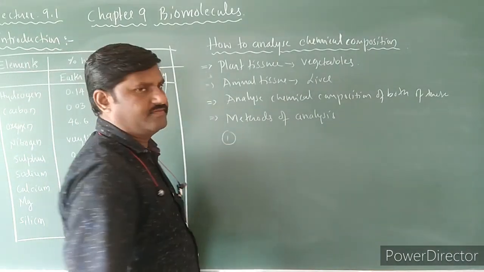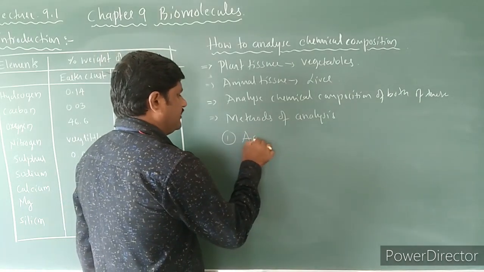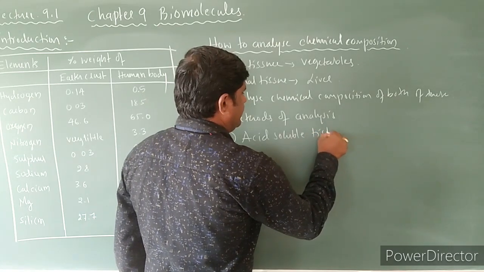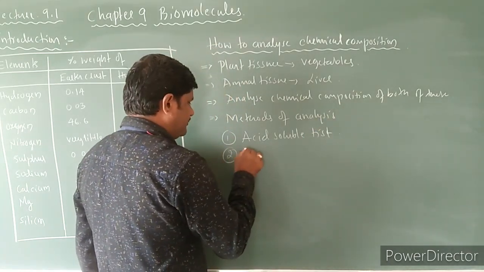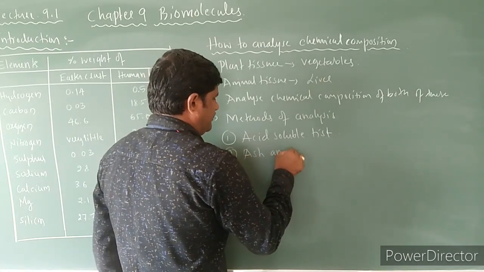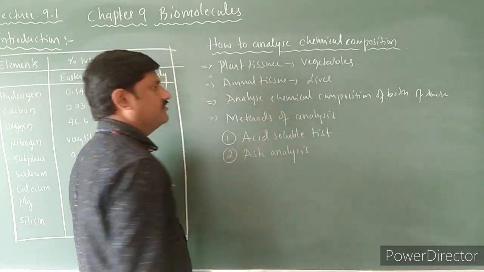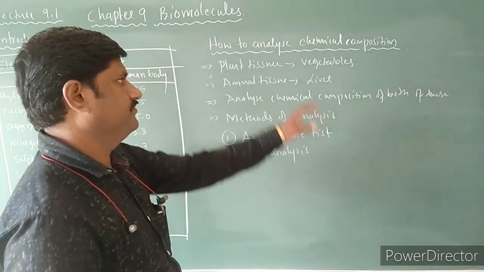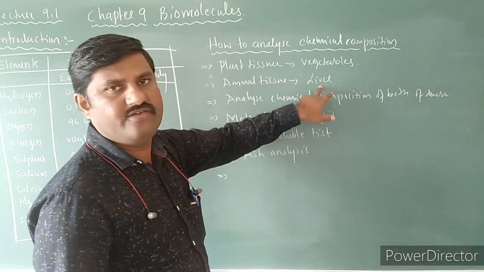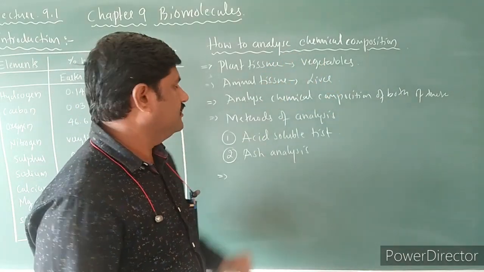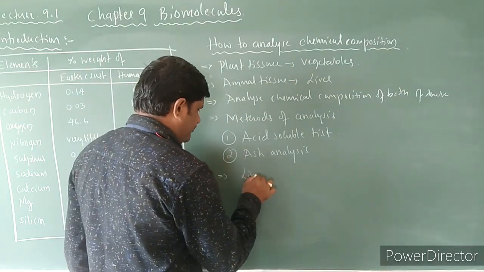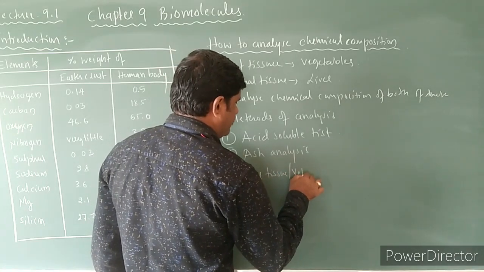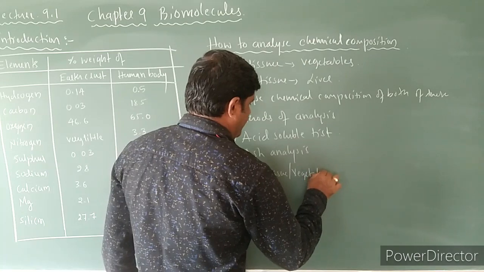So number one, what is that? Acid soluble test. And the second one is ash analysis. So during the first test, how to do it? Take vegetables or liver tissue.